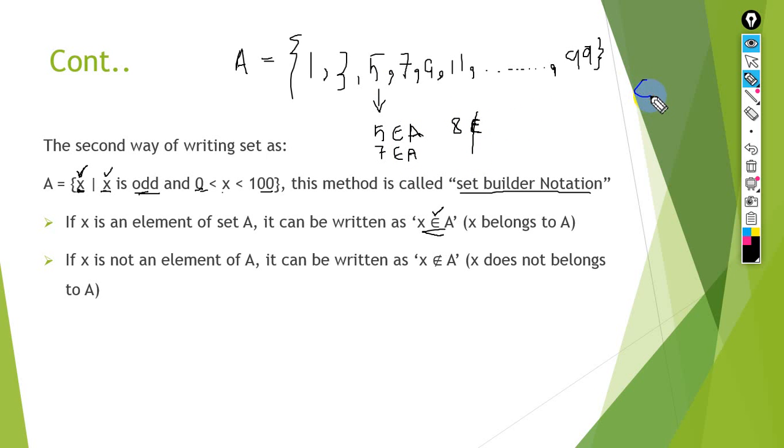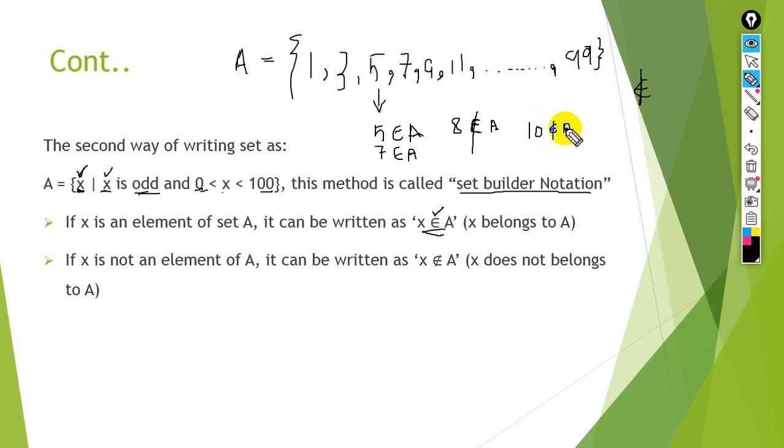So here I will take an epsilon, just like for belongs to we are taking this symbol. For does not belong, we will take epsilon and then draw a line over it. So it means 8 does not belong to A. In the same way, 10 does not belong to A.